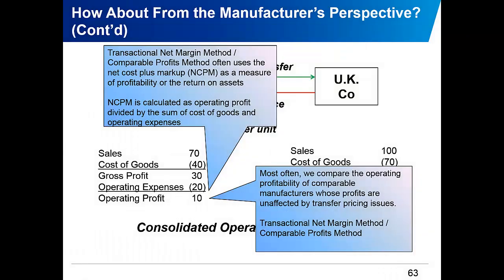Well, we often would measure it as either a markup above their total costs, which would be that operating profit of 10 over their total costs of 60, the cost of goods sold of 40 added together with the operating expense of 20. Or we might look at it as a return on their assets. In other words, they're earning an operating profit of 10. Is that a reasonable return on the assets that they're putting at risk in the business that they're conducting? Does it meet up with the return on assets that other manufacturers are earning in the same market, making the same types of goods, etc.?